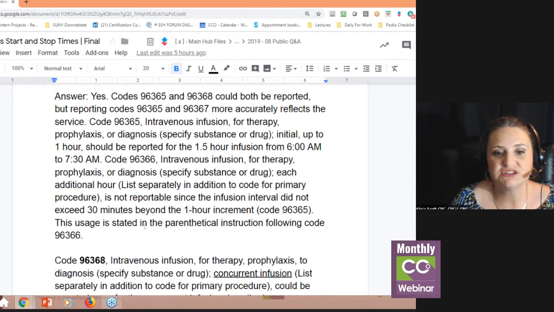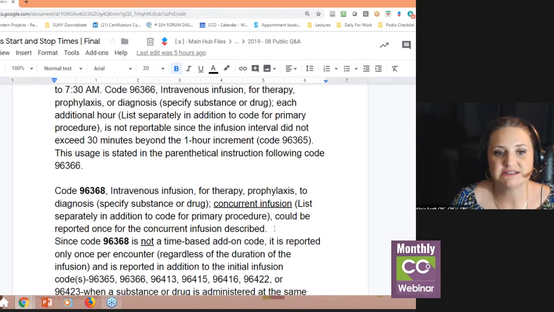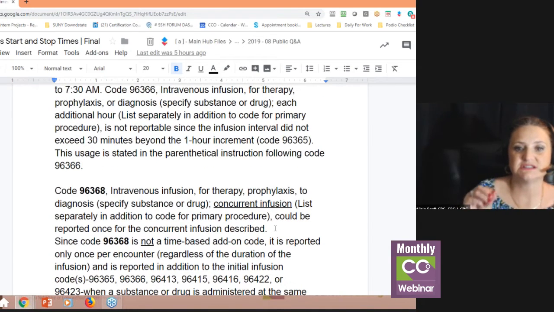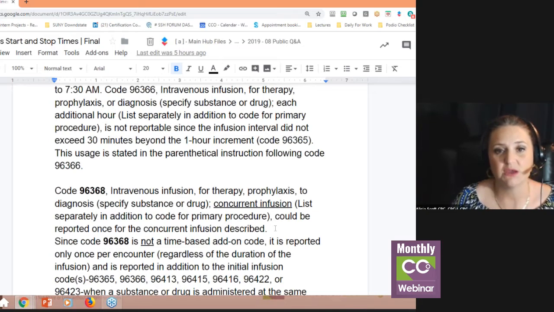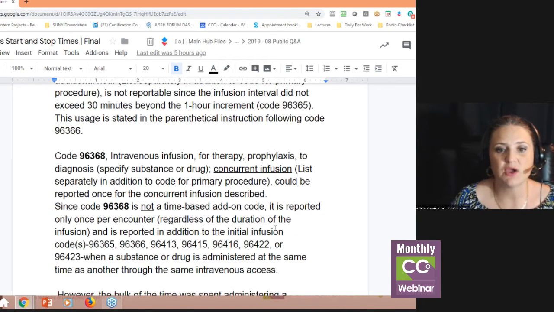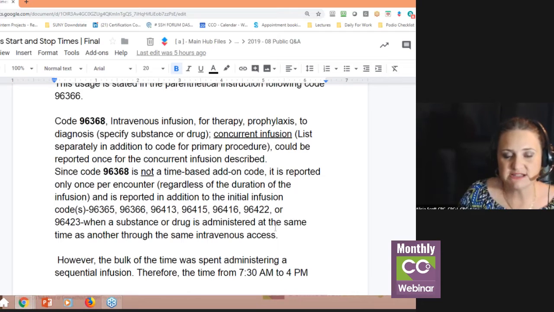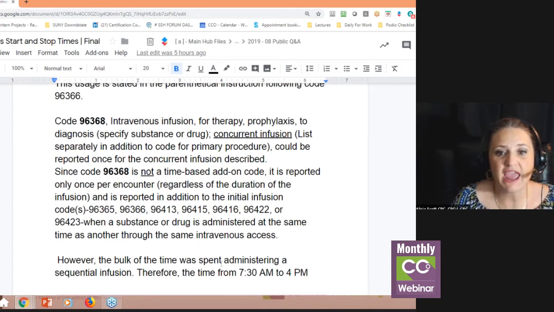So the usage is stated as parenthetical instructions following the code 96366. So the 96366 has that parenthetical that tells you, and we all know what parenthetical stuff means. Okay, now, so 96368, intravenous infusion, we know what it's for. And if you have a concurrent infusion, you're going to list that separate additional to the primary procedure, and it could be reported once for the concurrent, which you would not based on time.